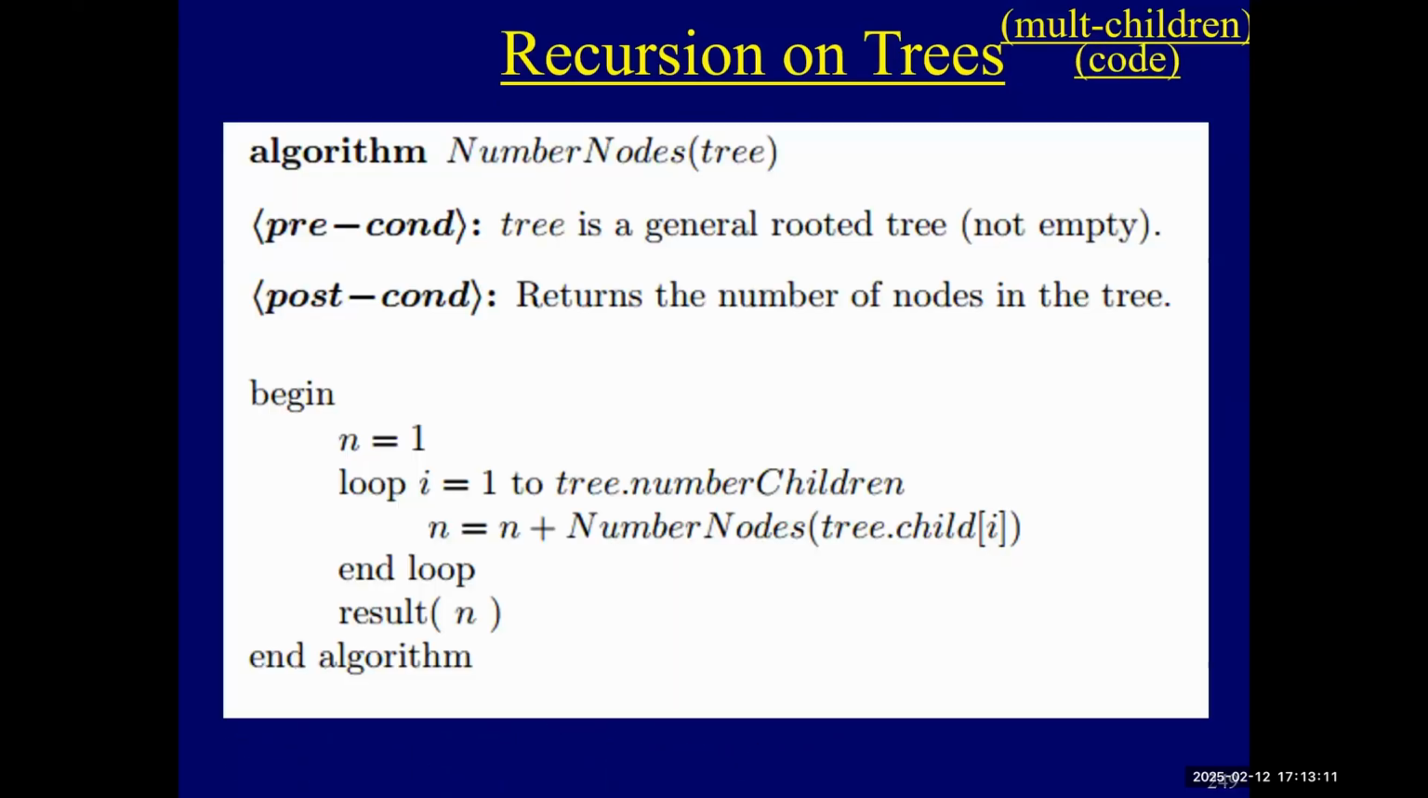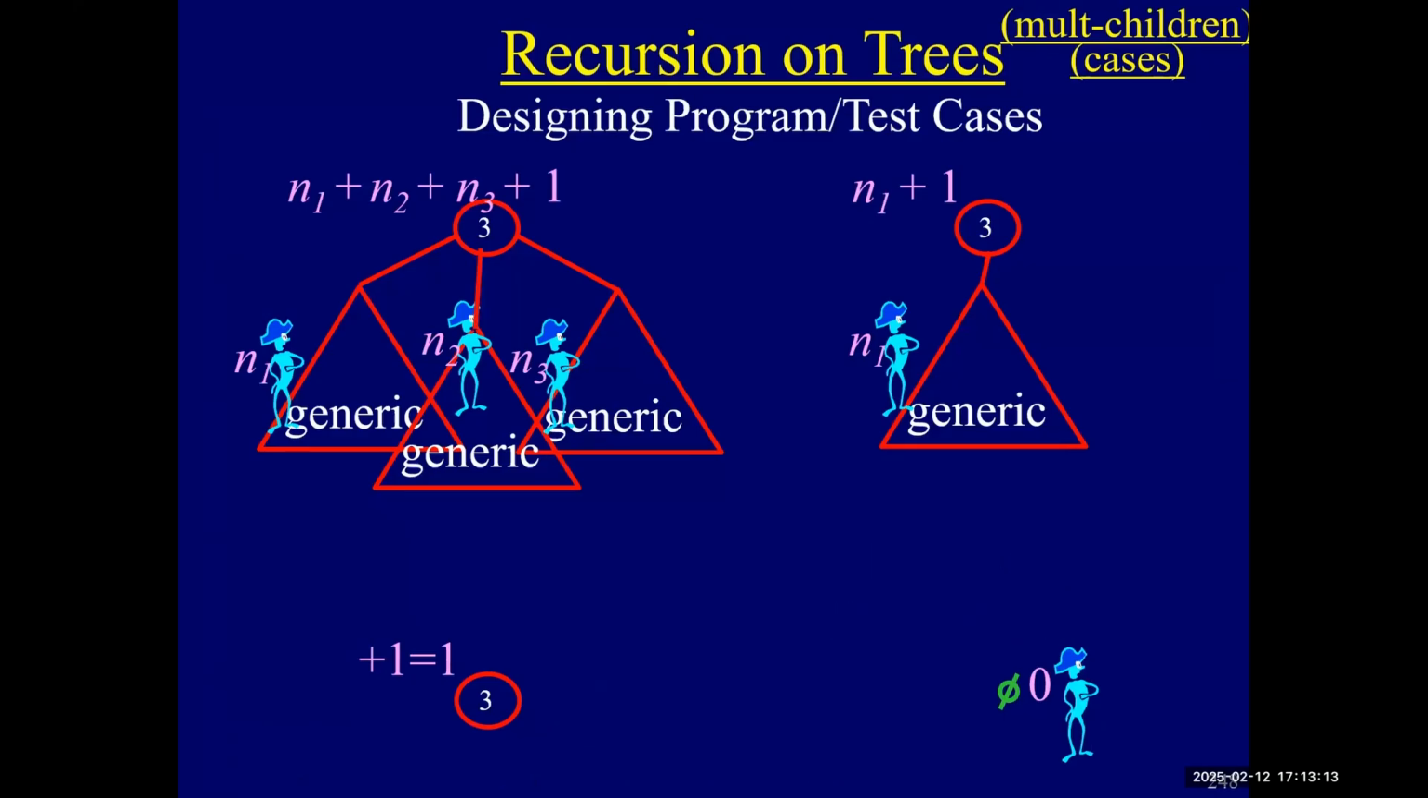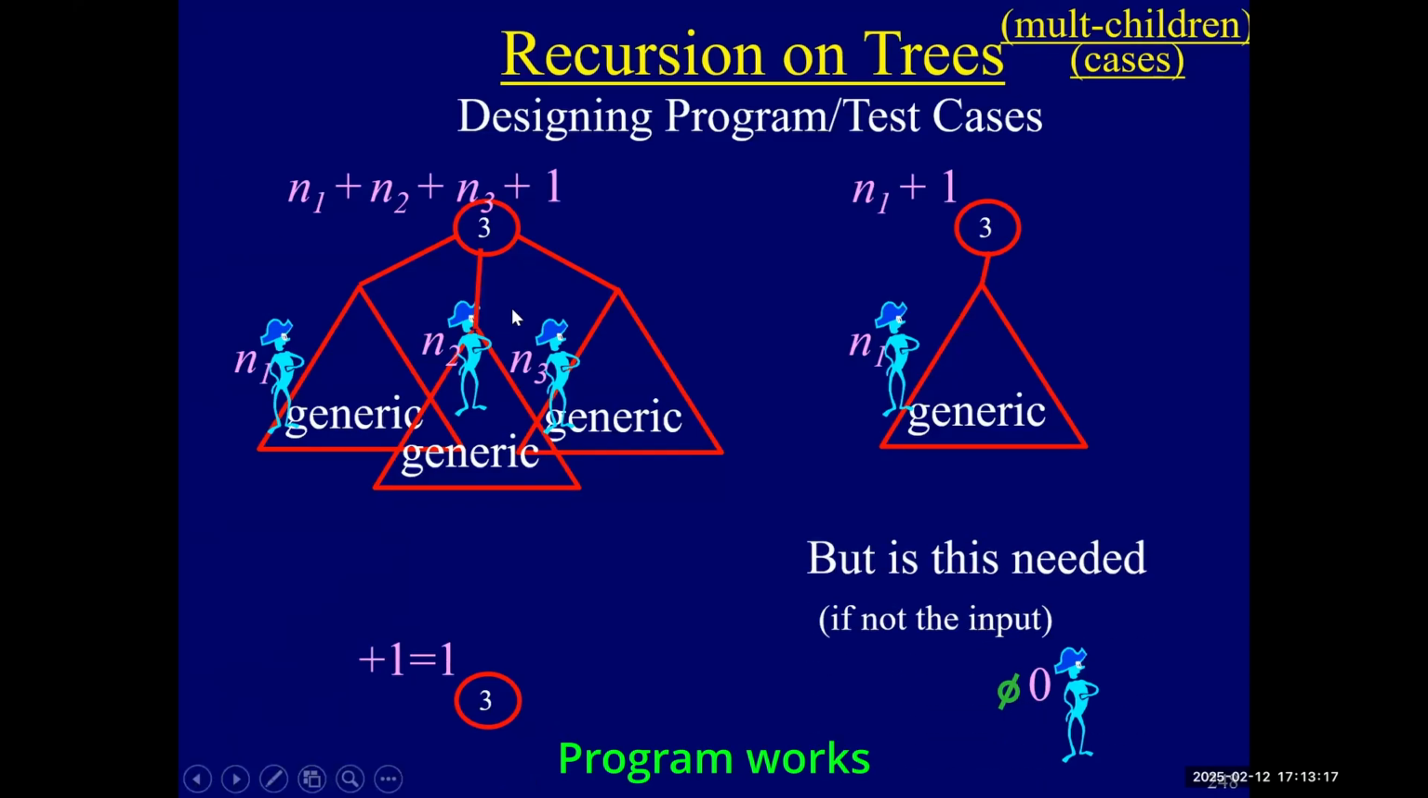Oh, let's go back to this thing. The program works for this case, right? We have one child, that works. This case doesn't happen. What about this case, when you have a leaf with no children? What happens? That kind of becomes the base case, because you have no children, it doesn't recurse, and it works.